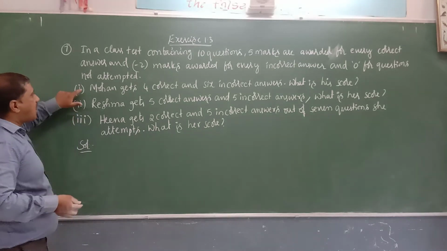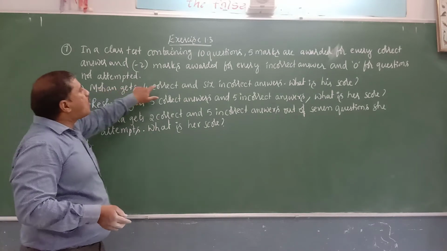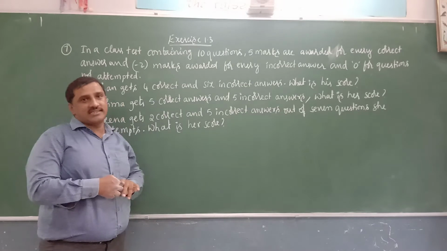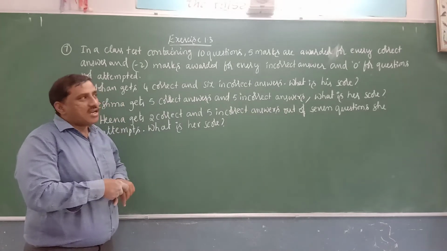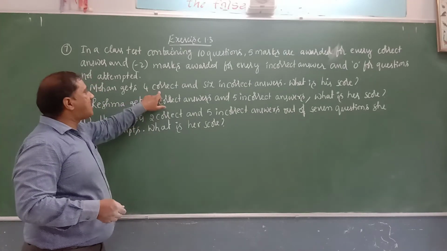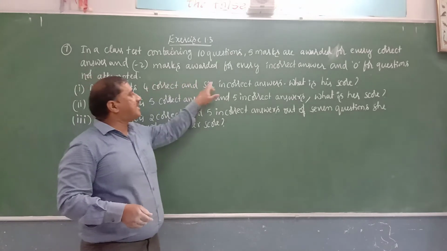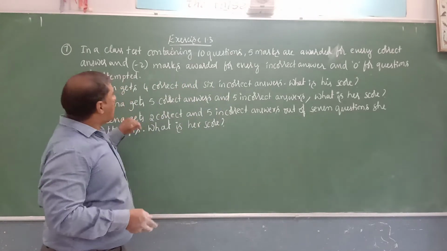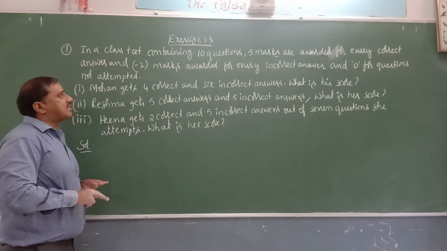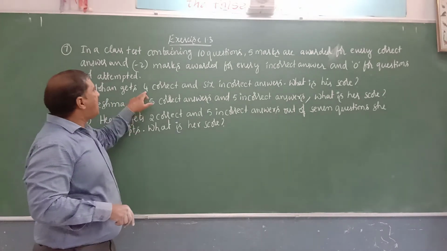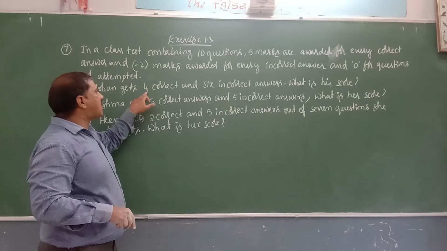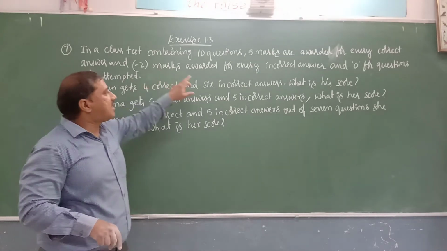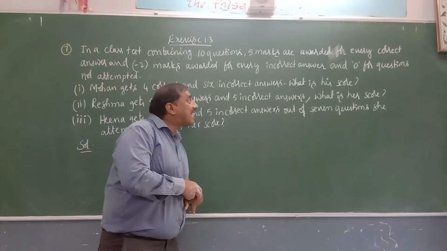See the first question. Mohan gets 4 correct and 6 incorrect answers. So how many questions did he attempt? 4 correct answers means 4 questions, 6 incorrect means 6 questions. 4 plus 6 is 10 questions. So Mohan attempted all the 10 questions. He got correct answers for 4 questions, and for 6 questions he got incorrect answers.